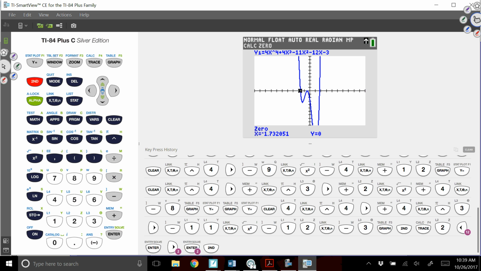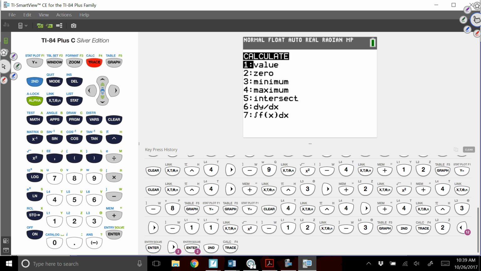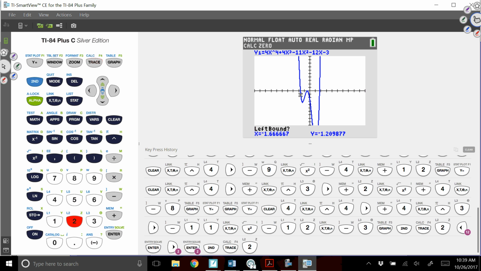Okay, so let's go second trace. Let's calculate again. Option 2. So now this one truly is left and right, because it never goes above the axis. So make sure your cursor is anywhere to the left of where it's crossing, and then hit the right arrow until it moves to the other side of that vertex of it. There we go. Hit enter. Don't want to guess, so just hit enter again.